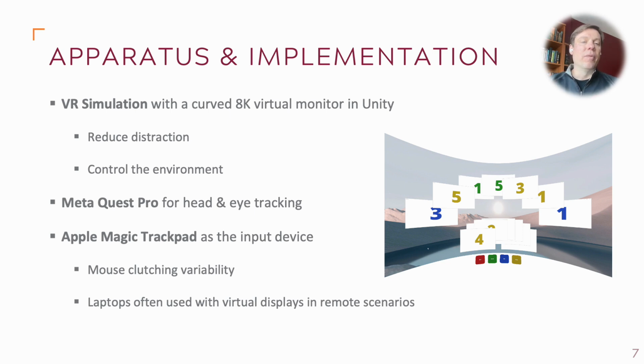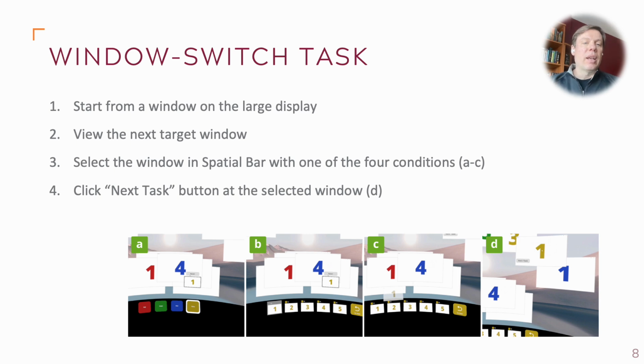So we implemented this as a VR simulation. We had a curved 8K virtual monitor in Unity. We used VR to reduce distractions, so there's no real-world background, and to control the environment. The headset was a Meta Quest Pro for head and eye tracking, and we used an Apple Magic Trackpad as the input device. We chose not to use a mouse because the use of mouse clutching is highly variable between users, and we feel that a trackpad is a very common input device, especially for virtual displays that might be attached to laptops. Our task, as shown in the video, was just to switch between windows.